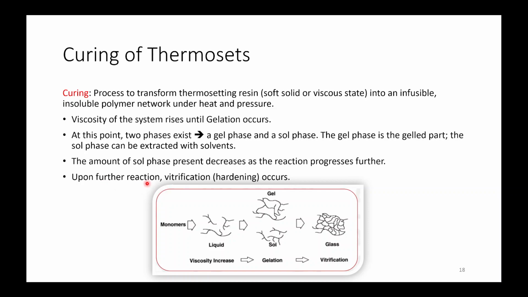Now, upon further reaction, vitrification or hardening occurs. So this is how the reaction takes place during curing. We are taking multiple monomers, which will initially be in either liquid form or a viscous state, and then finally we'll be getting this highly cross-linked product.